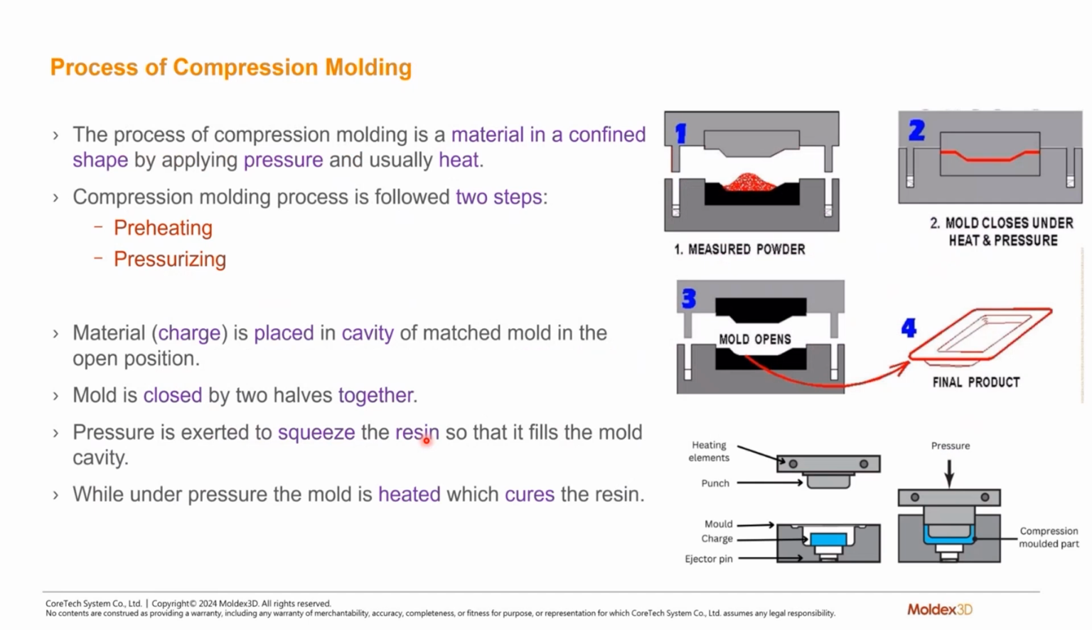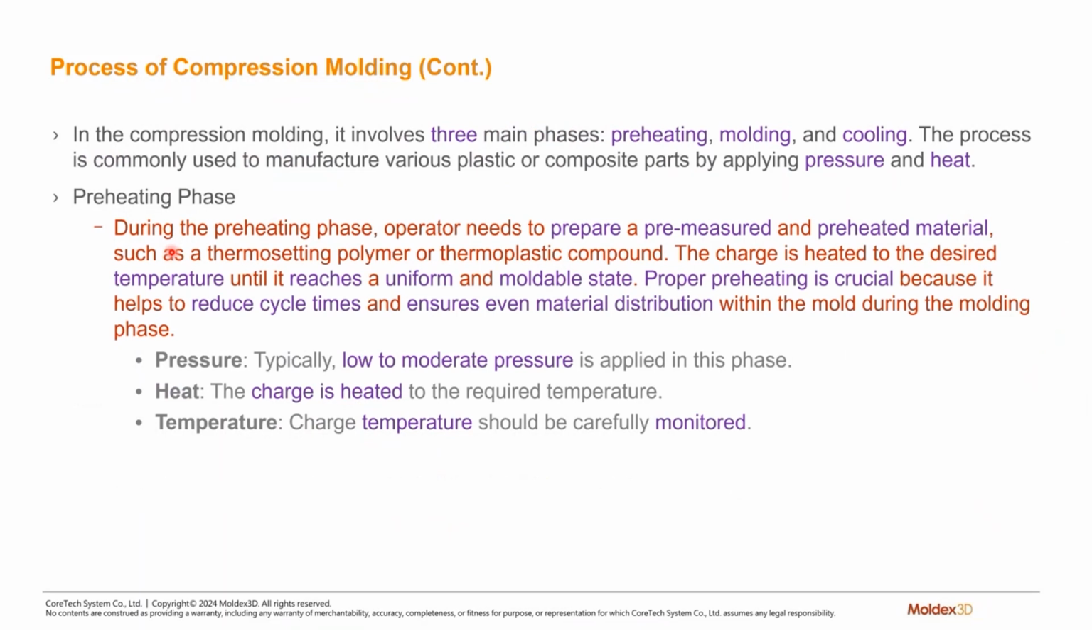So next one is the process of compression molding. I think in the beginning I already mentioned this one, so I will skip it. But here, we have to focus on two steps: one is the preheating, the other one is the pressurization. There are three main phases in compression molding. The first one is preheating, the second is molding, the last is cooling.